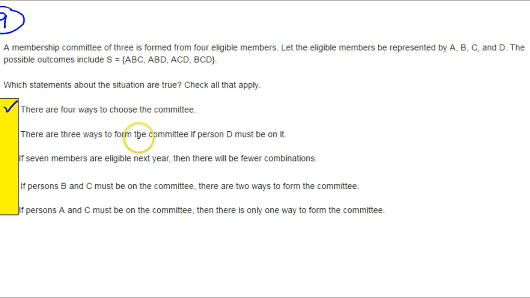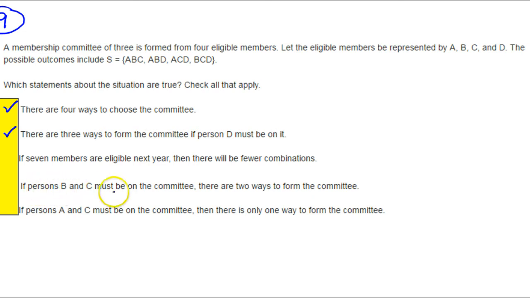There are 3 ways to form the committee if person D must be on it. Well, let's see. Person D, person D, person D, no person D. So yeah, I count 3 ways that have person D in it. Okay, if 7 members are eligible next year, then there will be fewer combinations. Well, that doesn't make any sense at all. The more people you have, the more options you're going to have. So there would be more. Hopefully that's just common sense to you.